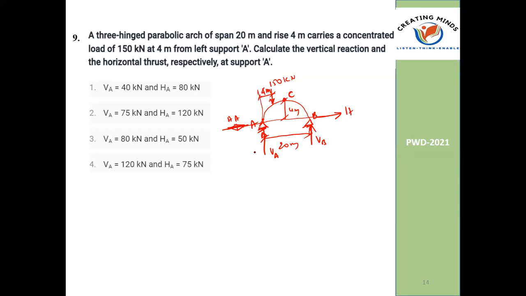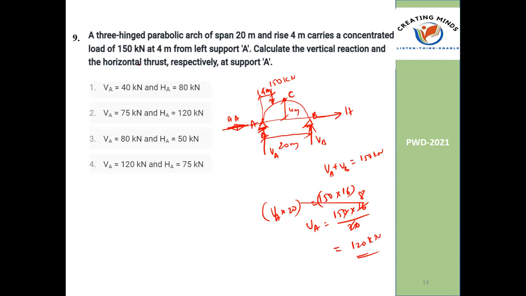Sir, it's option 4. It's very simple, because VA plus VB is 150 kilonewton. If you take moment at B, VA into 20 equals 150 into 16, the remaining 20 minus 4. So the value of VA is 150 into 16 divided by 20, which is 120 kilonewton. There is only one option with 120.